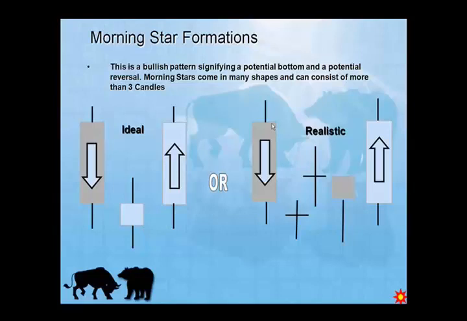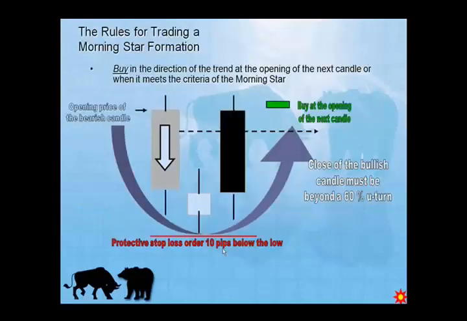Now here, this would be ideal. This is more realistic. There could be several candles in between, as long as there's decision, indecision, indecision, indecision, and then decision. Now we buy, the same rule applies, we buy at the opening of the following candle. We had a decision, indecision, then we had a bullish candle. We buy at the opening of the following candle. This right here, this was bearish, indecision, and then we had a bullish candle.